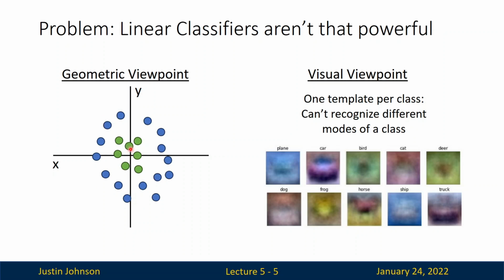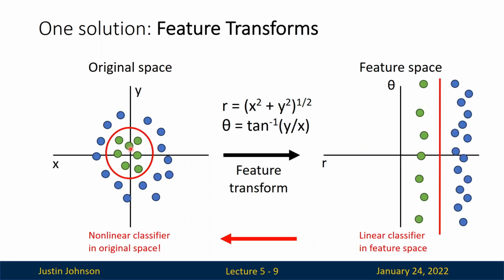One approach is to use a feature transform. In this case, every point has two coordinates, x and y. If we transform them from Cartesian coordinates to polar coordinates, then it will look like this. Then we can use a linear classifier to separate the two classes.